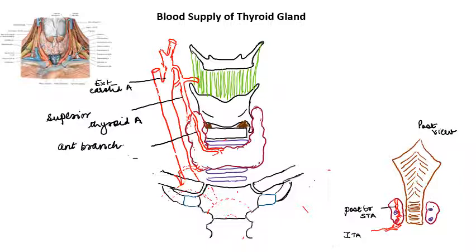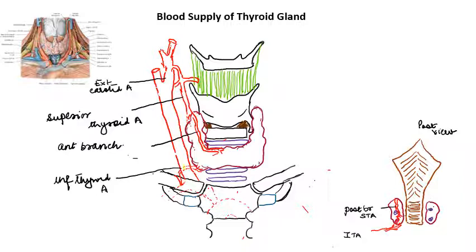All right. So, at the posterior border, we have the anastomosis, which is present between the superior thyroid artery and the inferior thyroid artery. And at the isthmus, this anterior branch of the superior thyroid artery anastomoses with that of its opposite side. So, the main arteries which are supplying the thyroid gland are the superior thyroid artery and the inferior thyroid artery, which is a branch of the thyrocervical trunk, which is in turn a branch of the subclavian artery.